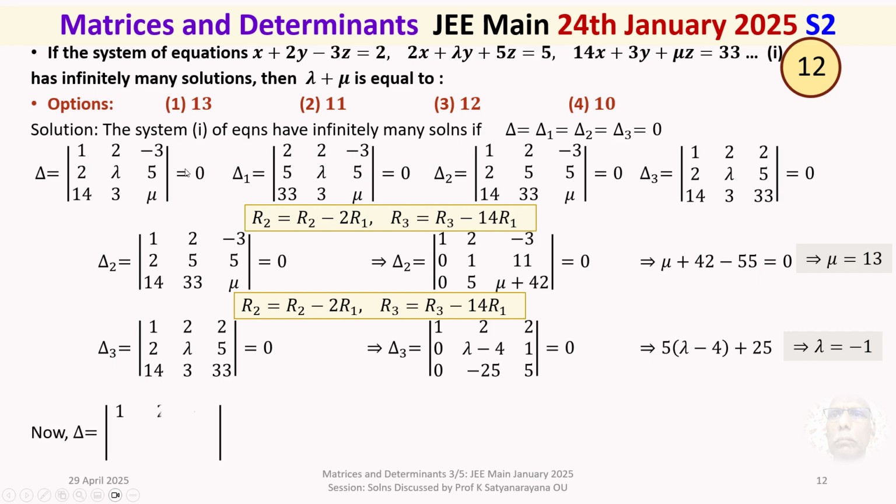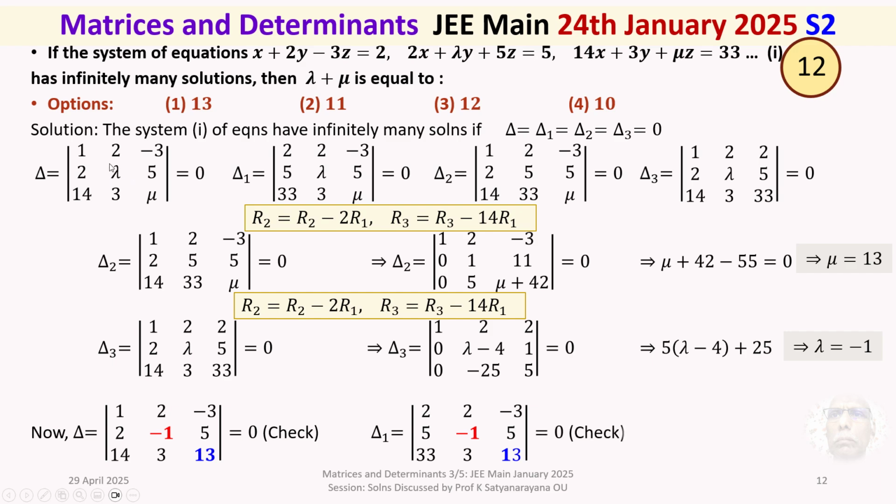Right. So now get into delta. In the place of lambda minus 1, in the place of mu 13, expand the determinant and you will get 0. Please check. And take the delta 1, substitute lambda is equal to minus 1, mu is equal to 13. Now expand the determinant, convince yourself that it is 0. You have to check. So these two checks, I will leave it to you. And we got the values of lambda and mu.